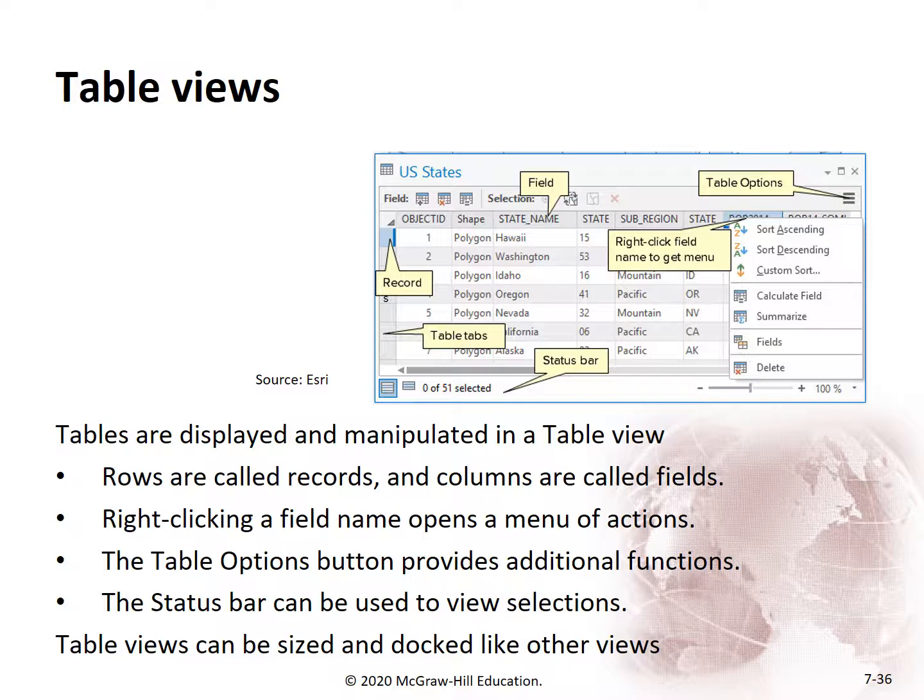Table views, just to give you some idea, again, columns are fields, rows are records. You have little tabs there for the tables. The status bar at the bottom shows you whether you're looking at all the data or only the data that's selected. You've got various menus and table options and all kinds of stuff.